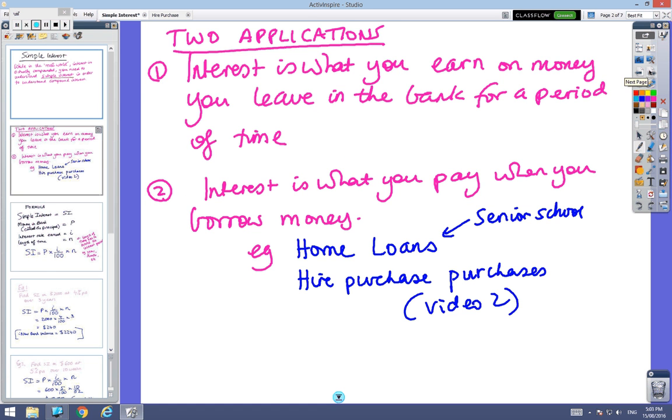Okay, so there's two applications. First of all, interest is what you earn. If you've got money in the bank, you earn interest from the bank because they've got your money. But the second one is interest is what you pay when you borrow money. Now, when you borrow money, we've got two applications: home loans, which you don't have to study till senior school, but hire purchase, which is going to be on video number 2. So you might want to copy that down, but it's not necessary if you don't want to.